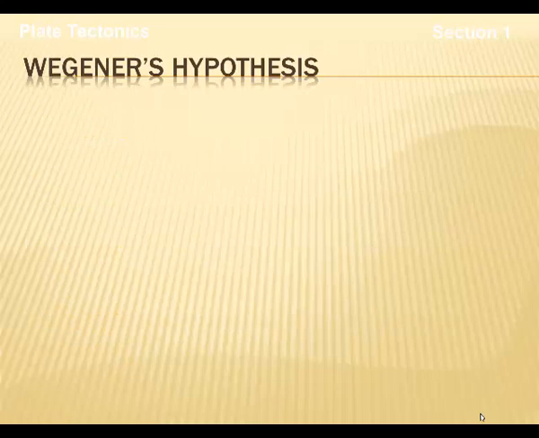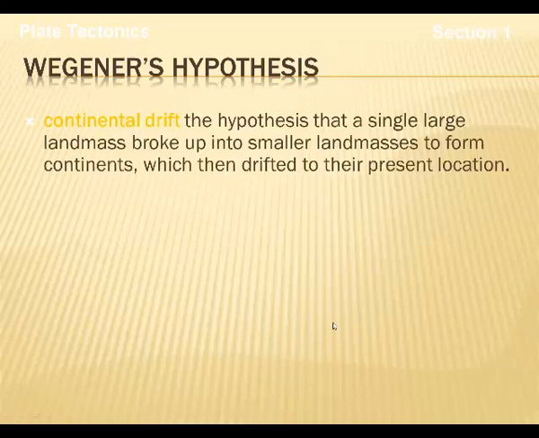Wagner's hypothesis. Continental drift is the hypothesis that at one time in the past there was a single large landmass. We called that single large landmass Pangaea. And the theory holds that this landmass broke up into the smaller continents that we see on the planet today and then migrated to the locations that we find them.